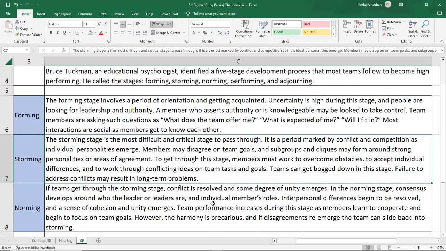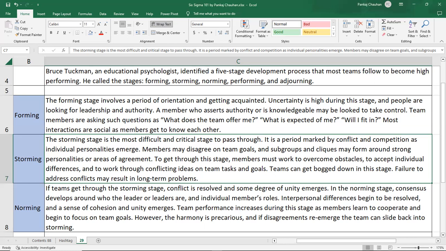In this norming stage, consensus develops around who the leader or leaders are, and the individual member roles. When you have a team with so many team members, what are the roles of individuals? We are in agreement on that in the norming stage. Interpersonal differences begin to resolve and a sense of cohesion and unity emerges. Team morale increases during this stage as members learn to cooperate and begin to focus on the team goals.